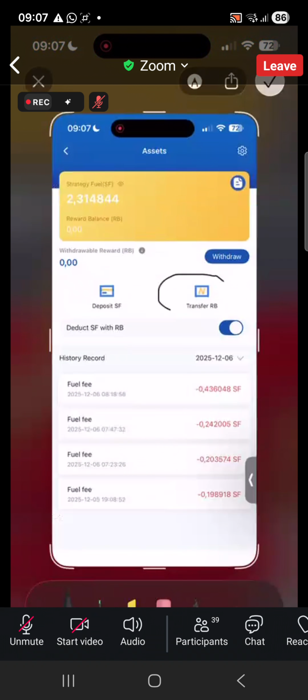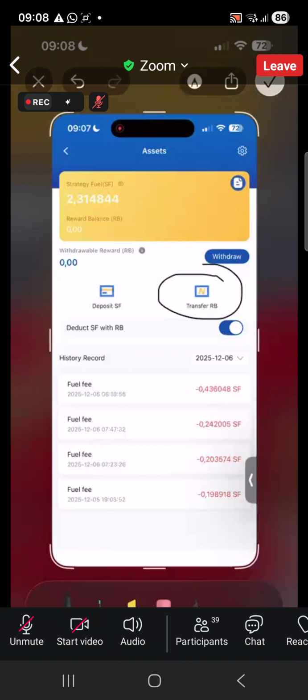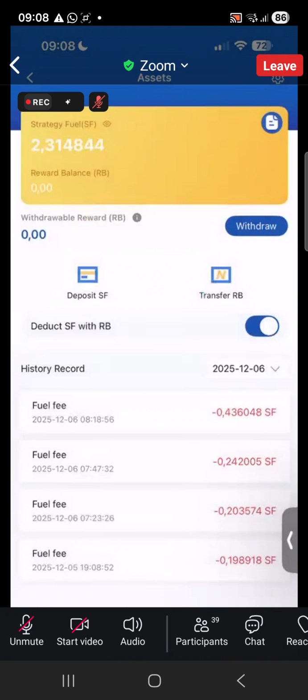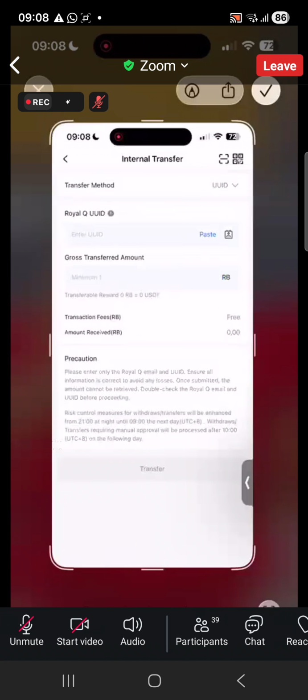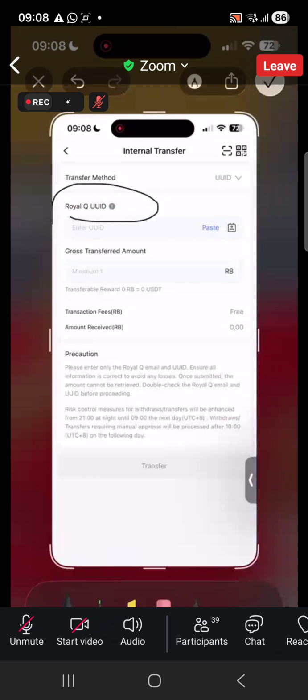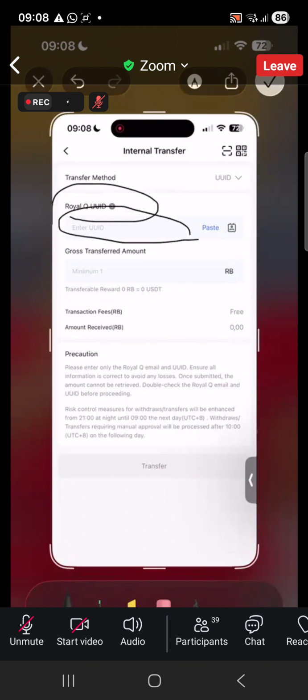So yes, that is the deposit SF. Now this is transfer RB. What does RB stand for? Reward balance. So if I'm transferring to Lidasol, I would need Lidasol's UUID. Where would you get UUID? Under the mine button. I'm going to show you. So once you copy it, you paste it here.